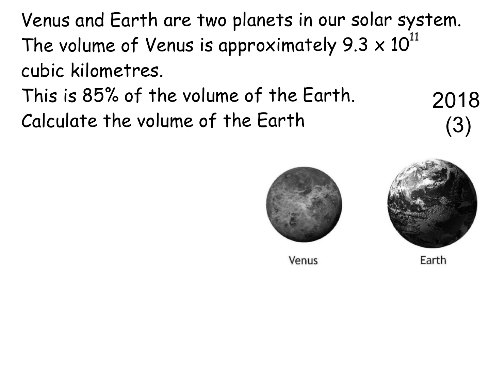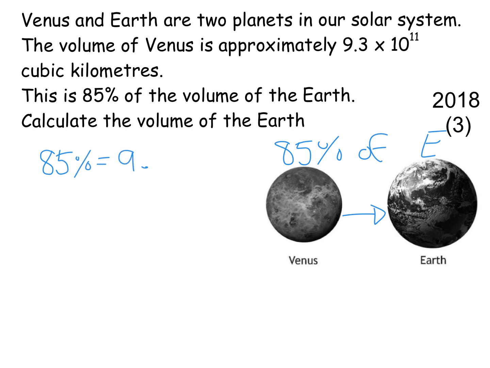Venus and Earth are 2 planets in our solar system. The volume of Venus is this number, 9.3 whatever, cubic kilometres. This is 85% of the volume of the Earth. So we can see that the Earth is bigger, and it's saying Venus is 85% of Earth. Calculate the volume of Earth. So my starting line is 85% equals 9.3 times 10 to the power 11. The volume of Earth would be us getting to 100%. So this is our aim.